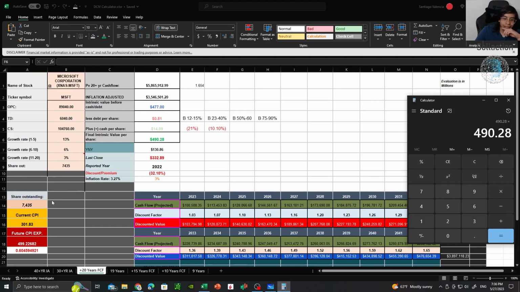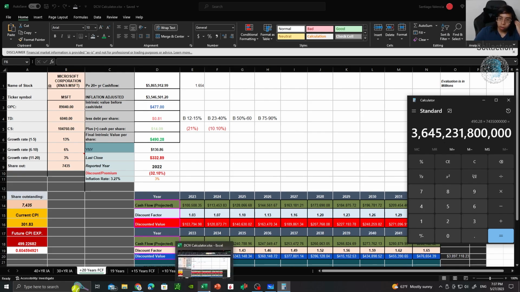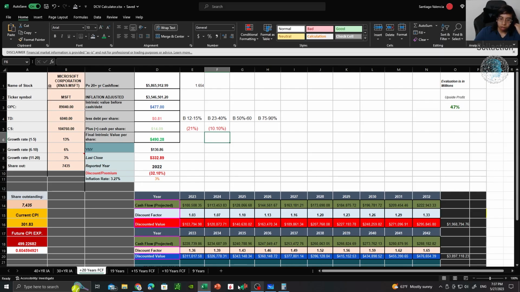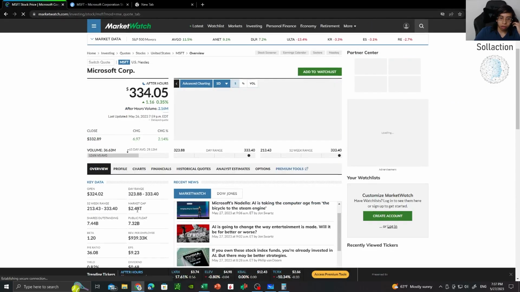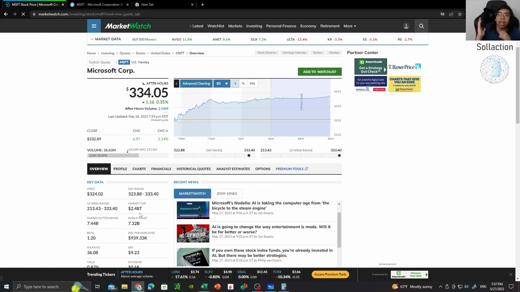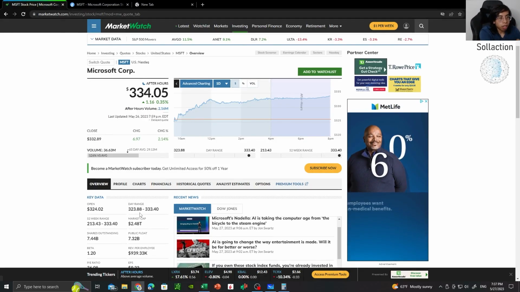multiply it by 7.4 billion shares, right? So we would do 7,435 and actually put a billion here. There you have it. This is the final intrinsic value of the business. This means the business is worth $3.6 trillion because of what it will produce. We're being offered something that's worth $3.6 trillion trading at $2.4 trillion. You see, this is how you know when to invest.